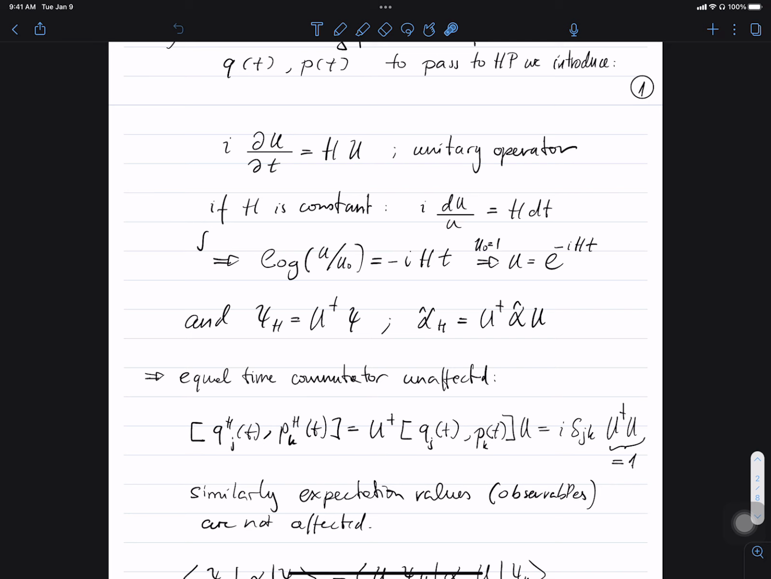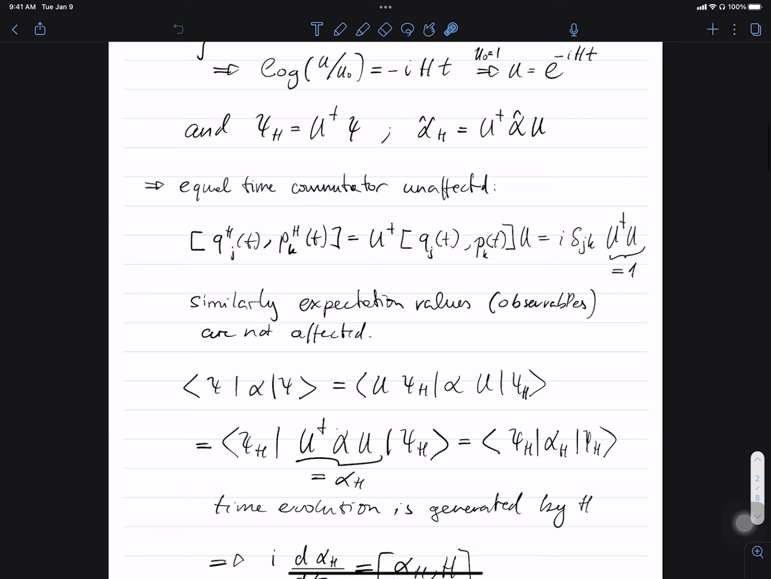The state in the Heisenberg picture is then defined by U dagger applied to the state in the Schrödinger picture. And the operators in the Heisenberg picture are operators in the Schrödinger picture sandwiched in between the U dagger and U time evolution operators.